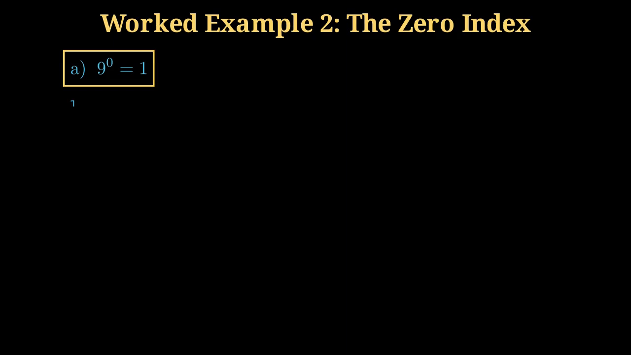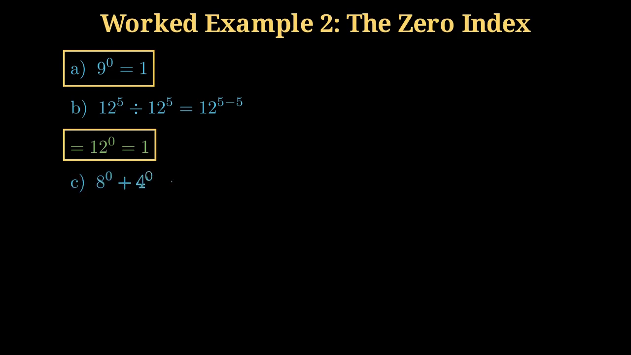Boxed, 1. B, 12 to the 5 divided by 12 to the 5. Same base, subtract the indices. 5 minus 5 is 0. 12 to the power 0, which is 1. And that should feel right. The top and the bottom are the same number, so of course the division gives 1. 1 again. C. 8 to the 0 plus 4 to the 0. Careful, each term becomes 1 first. 1 plus 1, so the total is 2, not 12 to the 0, and definitely not 0. 2. Apply the zero index rule to each power separately, then add.